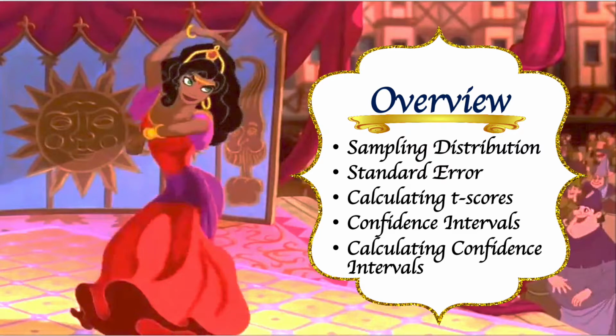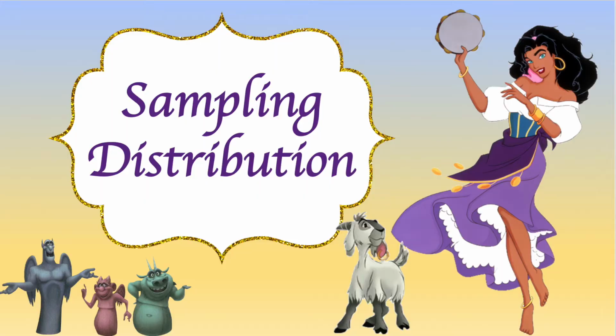So while we can never be 100% sure of our findings in experimental psychology, we like to establish certain ranges for which we feel our correct answers will lie. And this range is what we call confidence intervals. So let's get started learning about the sampling distribution so we can see how confidence intervals come into play.